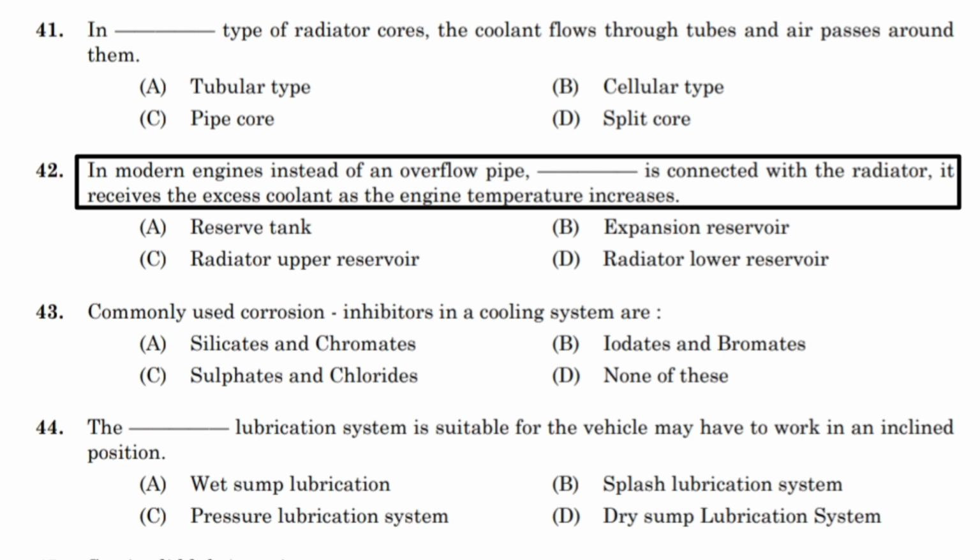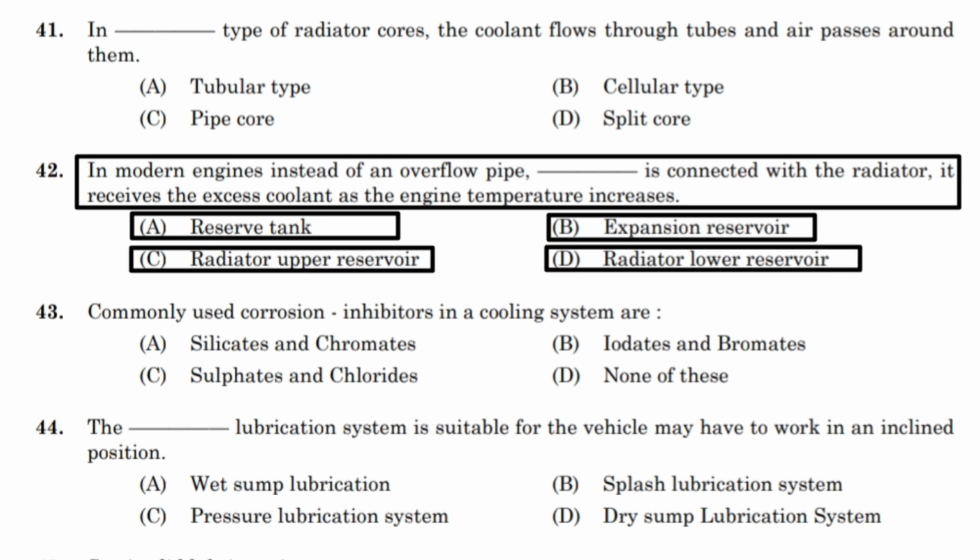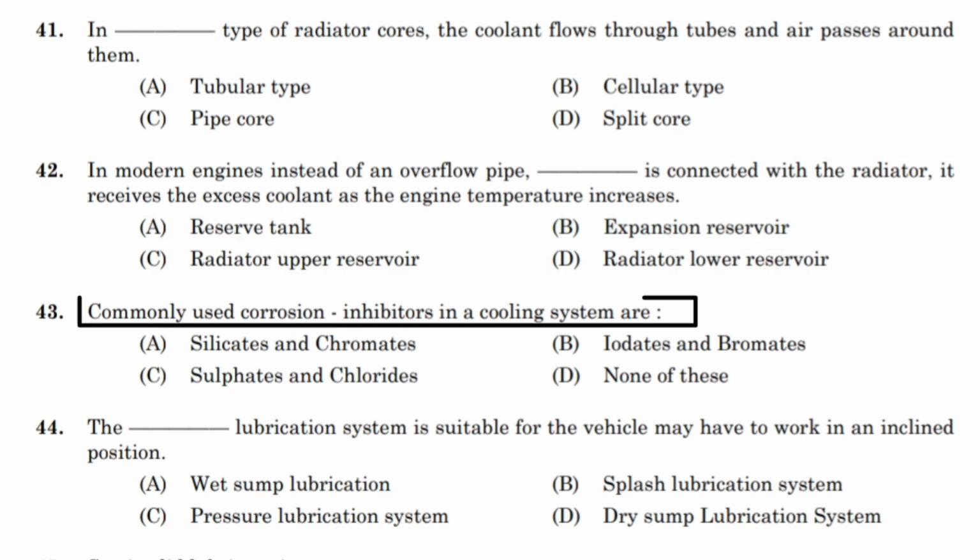42. In modern engines, instead of an overflow pipe, dash is connected with the radiator. It receives the excess coolant as the engine temperature increases. A. Reserve tank, B. Expansion reservoir, C. Radiator upper reservoir, D. Radiator lower reservoir. Answer B. Expansion reservoir.